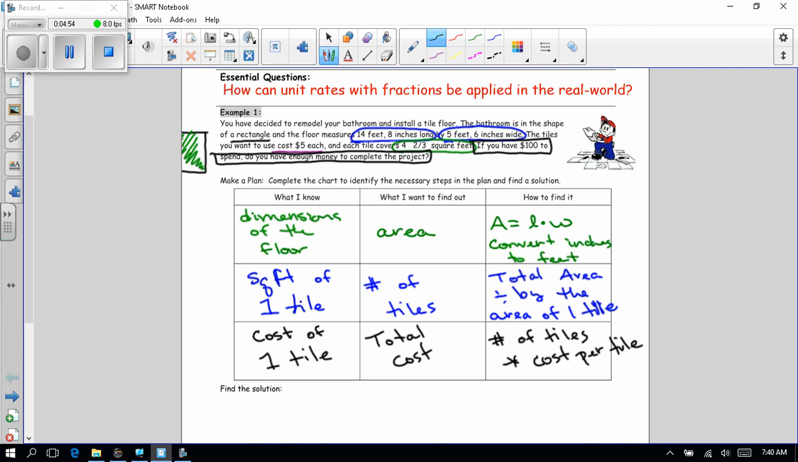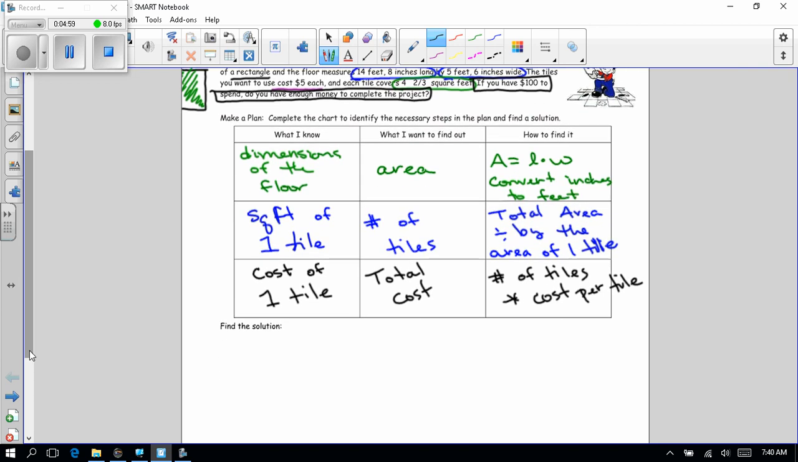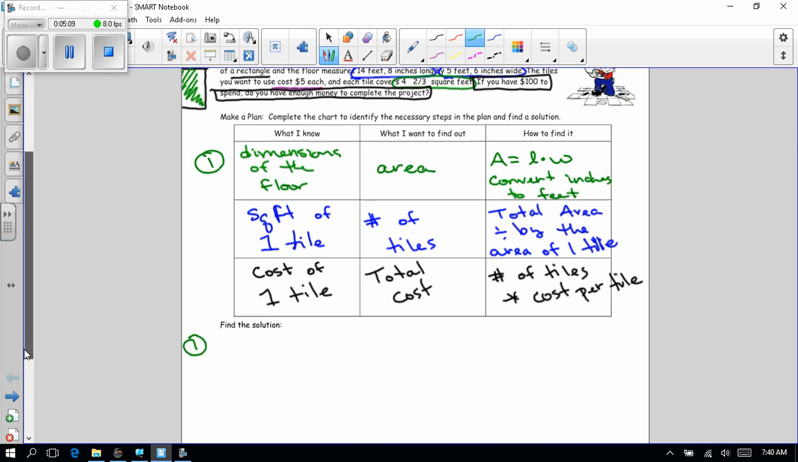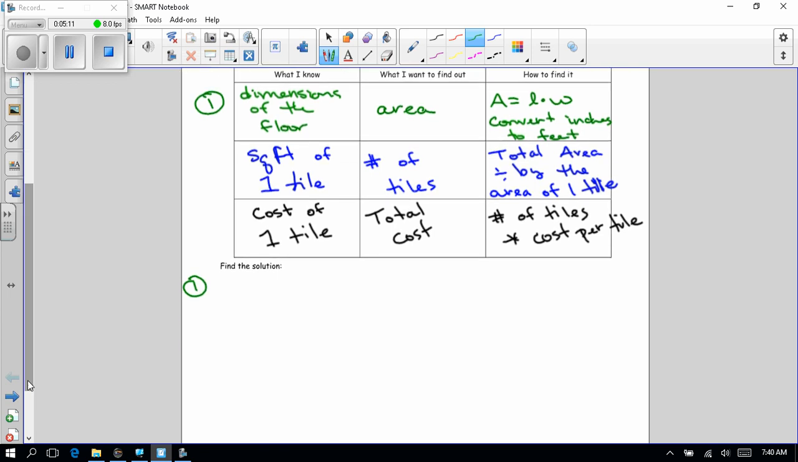Because I know sometimes when we're doing math problems, it's kind of hard to know where do I even start? So let's start with that whole first row going across. I'm actually going to put a number 1 by it, so you know I'm starting here. And then I'm going to put my work for that whole section down here. Okay, so what do we have?